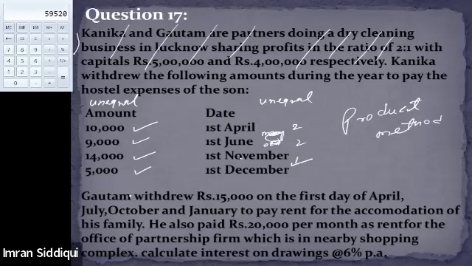Okay. Now the question is also telling us about Gautam. Gautam also withdrew 15,000 on the first day of April, July, October, January. If you pay attention, you will notice that Gautam is withdrawing the same amount each time. On the first day of April, then July, first day of October, first day of January. That means at the beginning of every quarter, Gautam is withdrawing 15,000. That simply means he is withdrawing equal amount at equal interval.